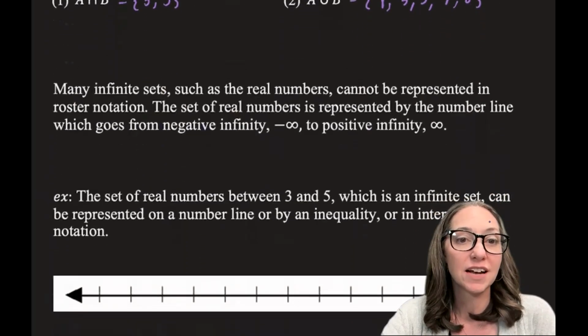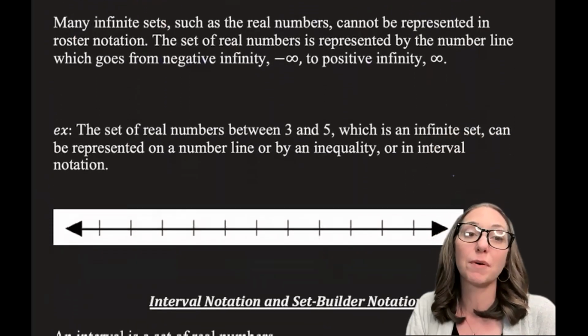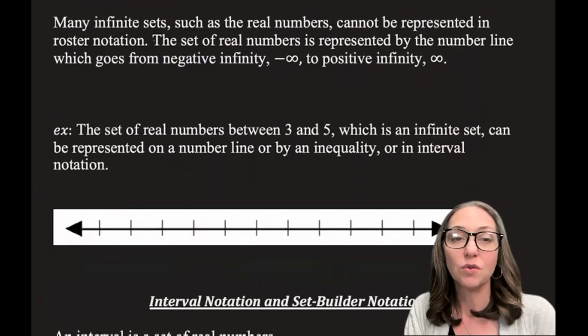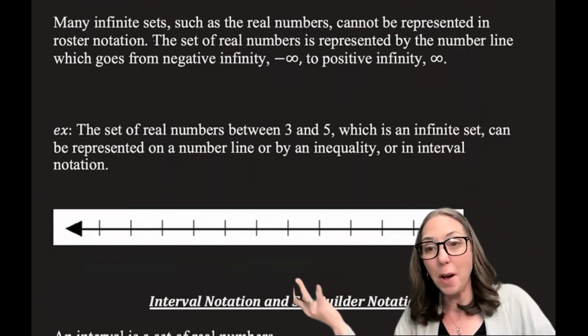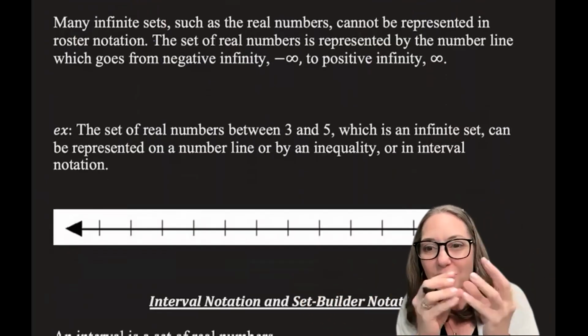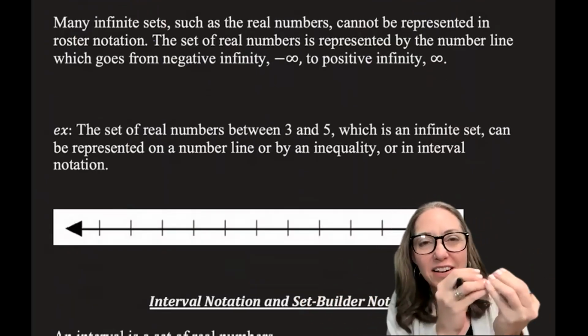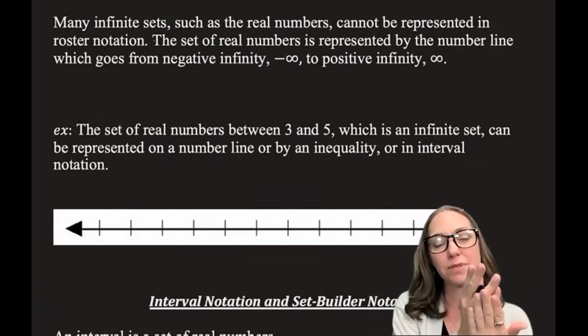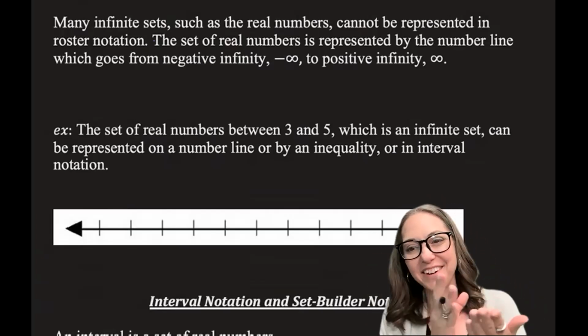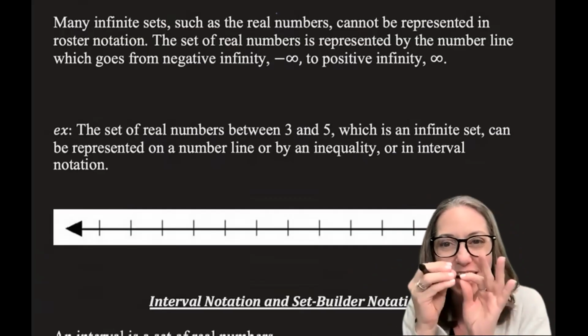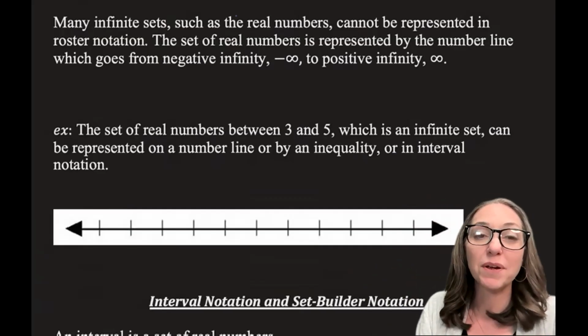So many sets, such as the real numbers, cannot be represented in roster notation where you just list everything out because there's infinitely many and they're all so close together, right? How do you count the next number? What comes after 3/4? There's infinitely many decimals. You can always get a little bit closer. So anyways, we cannot list them out.